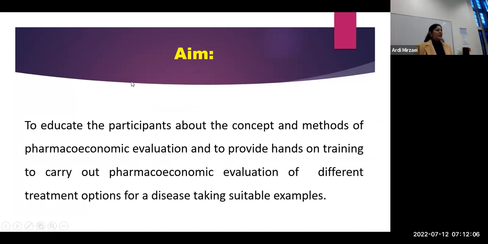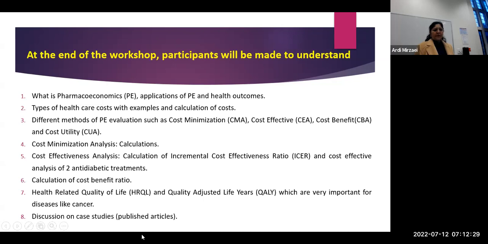Now the aim is to educate the participants about the concept and methods of pharmacoeconomic evaluation and to provide hands-on training. I'll give some problems so that you can work it out and see how to apply pharmacoeconomic methods for different treatment options for diseases, taking suitable examples.